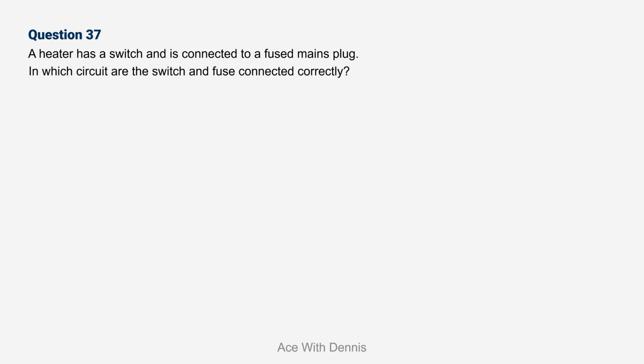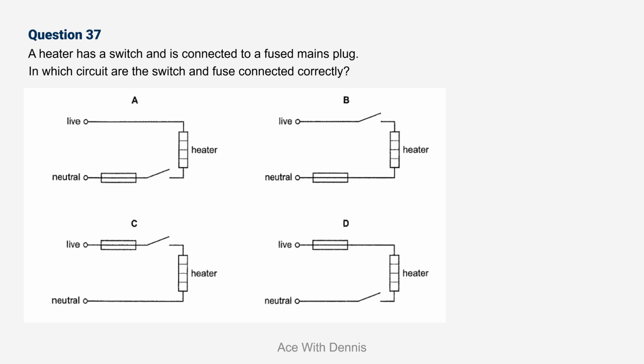Question 37. A heater has a switch and is connected to a fused mains plug. In which circuit are the switch and fuse connected correctly? So here are the 4 options. Basically you have to determine where we should connect the fuse and the switch in the circuit, whether they need to be connected to the live wire or the neutral wire. Alright, the answer for this question is C.